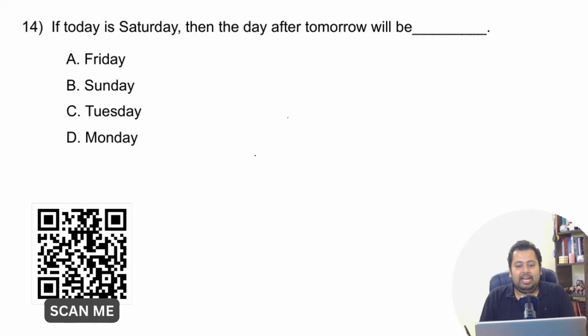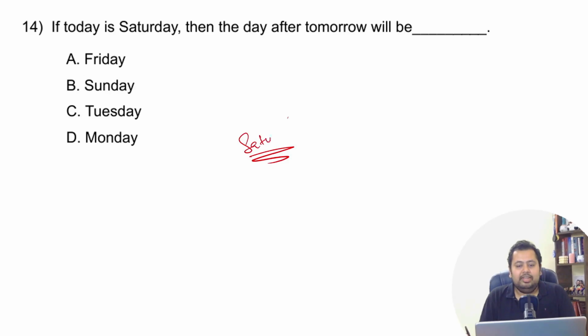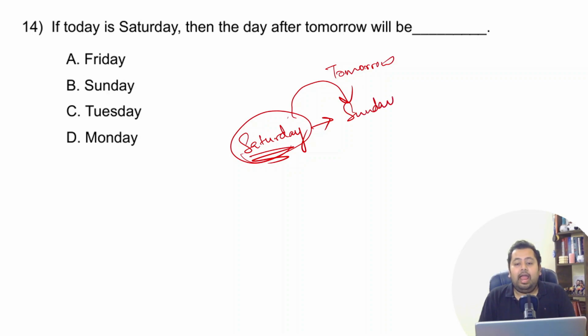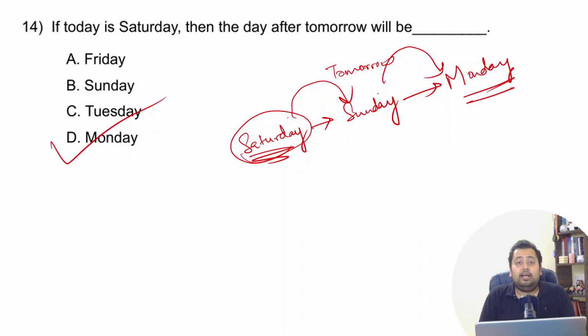Great. I hope you would have got it correct. So if today is Saturday, then day after tomorrow would be what? So if today is Saturday, then what would be tomorrow? Tomorrow would be nothing but Sunday. And what would be the day after tomorrow? I mean, day after Sunday would be what? Day after Sunday will be Monday. So Monday, option number D is the correct answer. I hope you got it correct. And if you did, then give yourself a star.